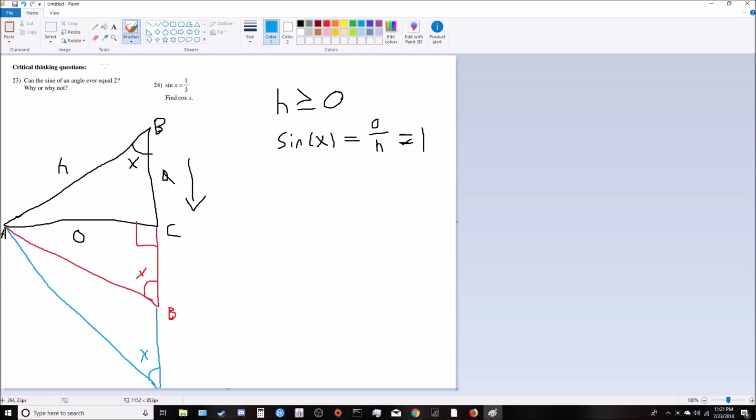But anyways, let's move on to this problem 24. Hopefully this one's going to be a bit easier. So we have sine of x equals 1 over 3. Find cosine of x.